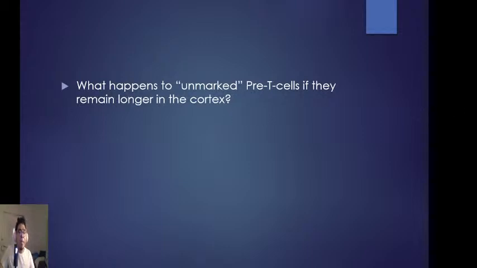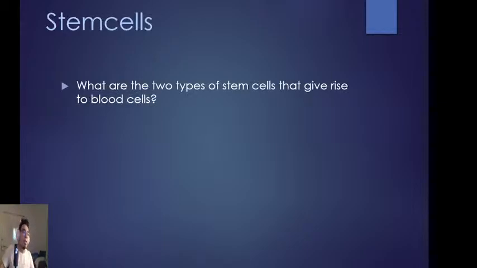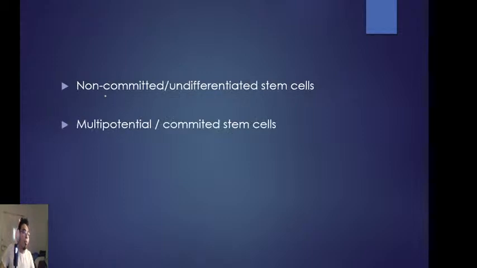If they remain unmarked for a long period of time in the cortex, they're going to undergo apoptosis because the body would think that they are useless cells. Okay? Now, stem cells. We're going to talk about stem cells. There are two types of stem cells that give rise to blood cells. Obviously, we have what we call non-committed or undifferentiated stem cells and the multipotent or multipotential or committed stem cell lines. All right? So, I'll give you an example of an uncommitted or undifferentiated stem cell.